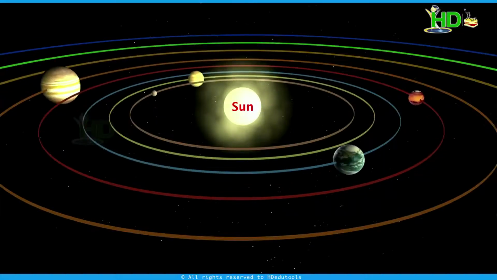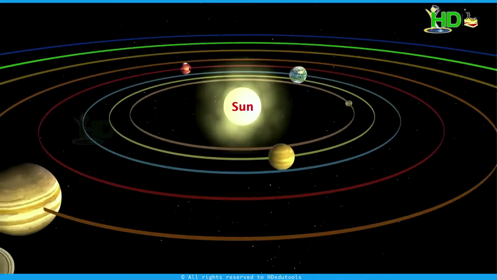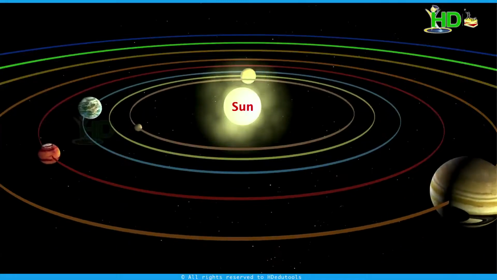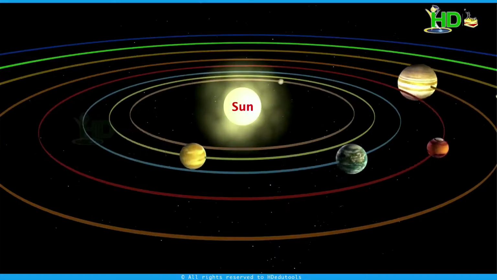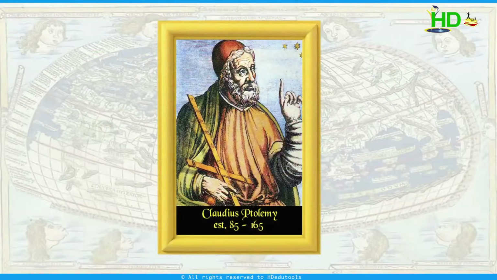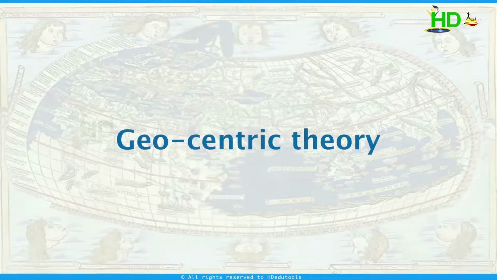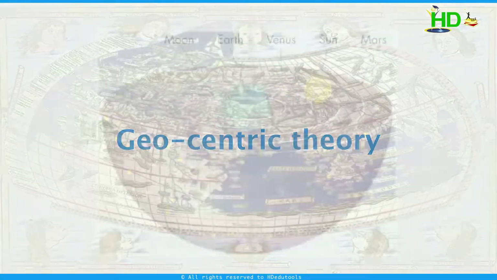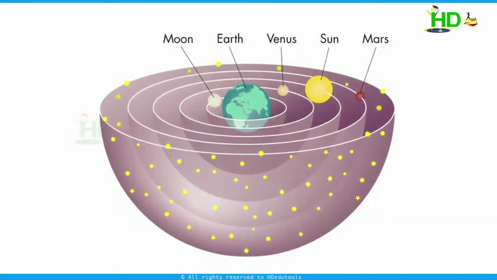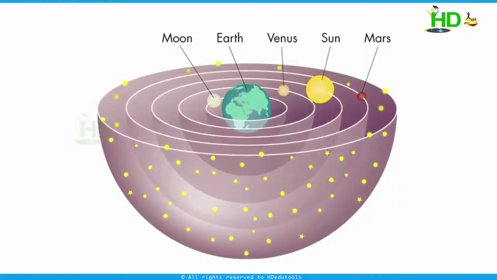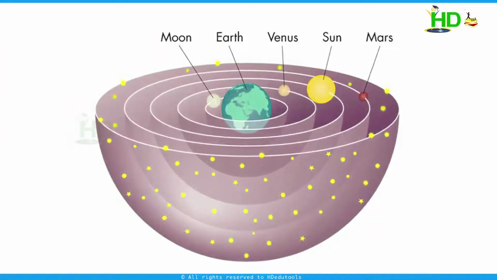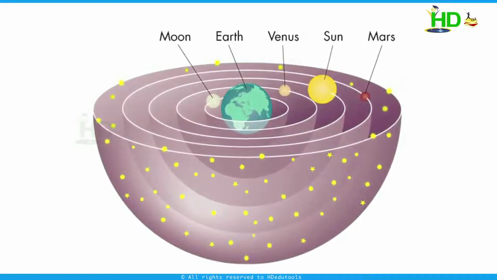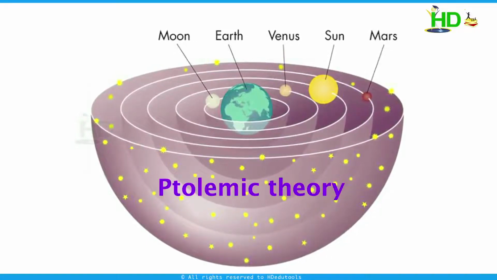Motion of planets, moon, sun, etc. puzzled many scientists. It was Ptolemy in the 2nd century AD who put forward a theory known as geocentric theory. According to this theory, Earth is the center of the universe. All other planets, including Sun, revolve around the Earth.